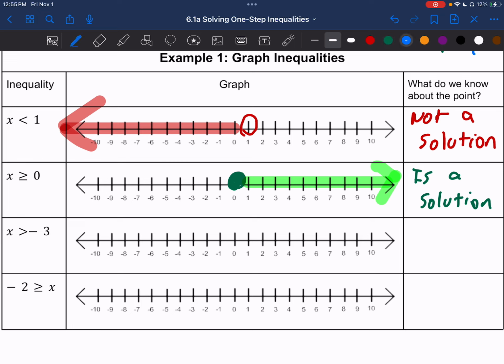All right, let's look at the third one. We have x is greater than negative 3. So we have an open dot at negative 3, and it is greater than, so we're going to shade to the right. And the point is not a solution.